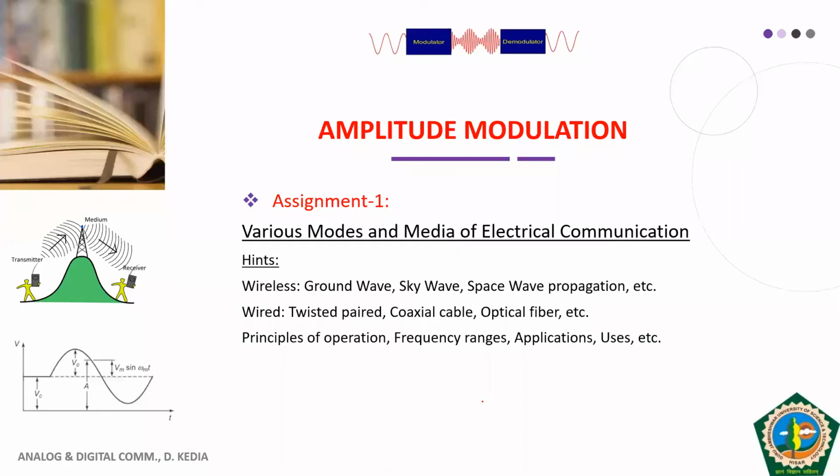In the wired media, we have twisted pair, coaxial cable, optical fiber. So whatever media help us in communicating, be it wired or wireless, you have to explain their principle, their frequency ranges, their applications and uses. Please make this assignment very exhaustive, and that will supplement whatever I have taught you in this subject up till now.